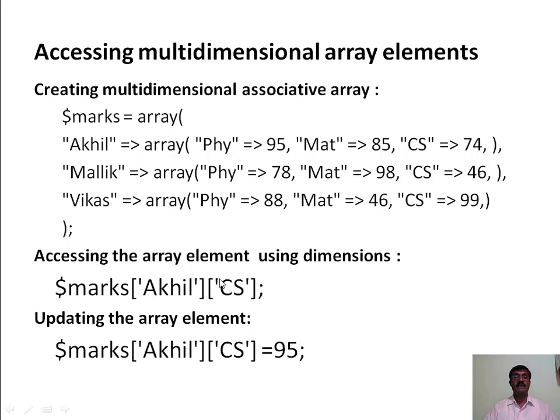To access any element in this two-dimensional array, we can make use of the array name followed by dimensions. Since it is a two-dimensional array, here I am using 2 dimensions within square brackets. So in this way we can access any element of a two-dimensional array, and we can even update it by assigning a new value to that particular array element. So in this way we can access and update the values of a multi-dimensional array.